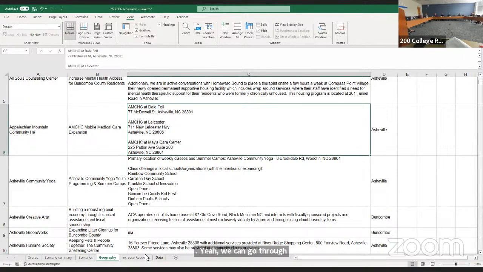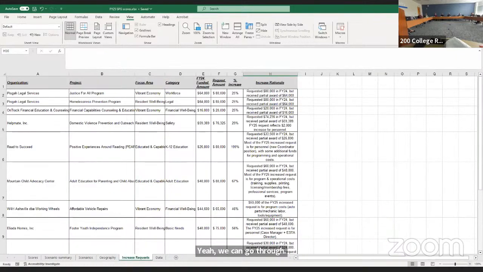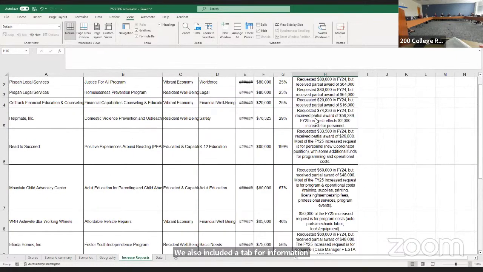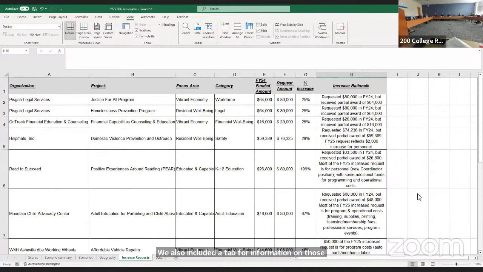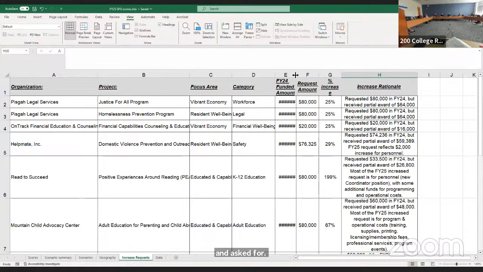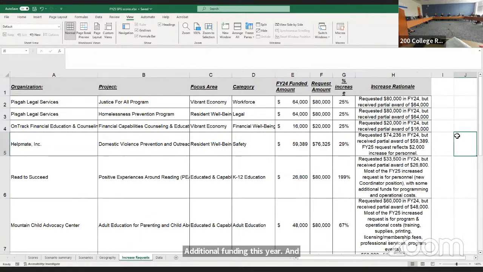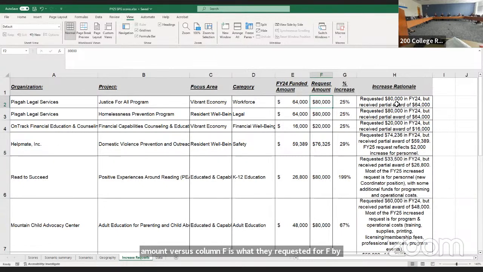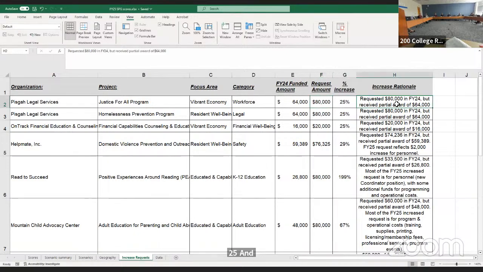We also included a tab for information on those increased requests of projects that are currently funded and asked for additional funding this year, at an increased amount. So you'll see in column E is the current FY '24 funded amount versus column F is what they've requested for FY '25. And then column G is the percent increase. We included some increased rationales there.